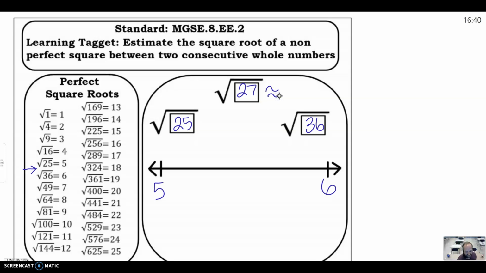So we've got the halfway mark. That would be 5.5, but I don't think this is anywhere near 5.5. 27 is right after 25. So we've got the square root of 25, then we've got the square root of 26, and then 27. So this is fairly close to 5. I would guess that it might be 5.2 or 5.3.